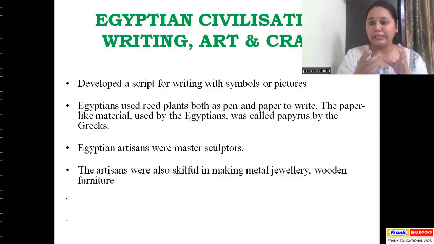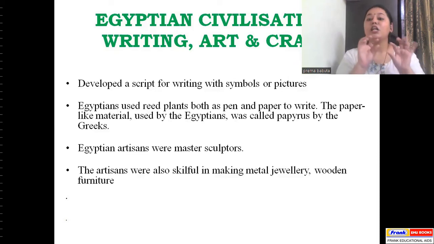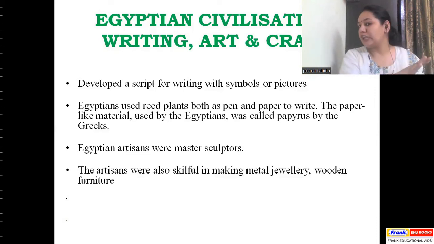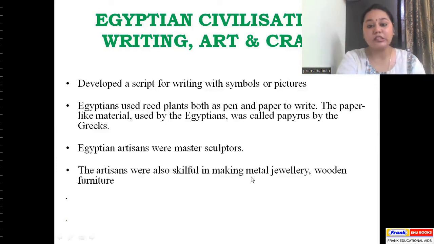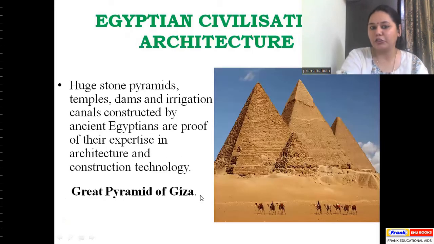What exactly is a sculptor? A sculptor is the one who creates a showpiece kind of thing using clay. They make something out of clay, put it in the sun to dry up, and when it is hardened, some kind of painting is done on it. The artisans were also skillful in making metal jewelry and wooden furniture.